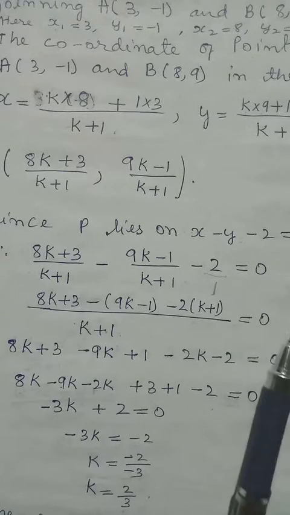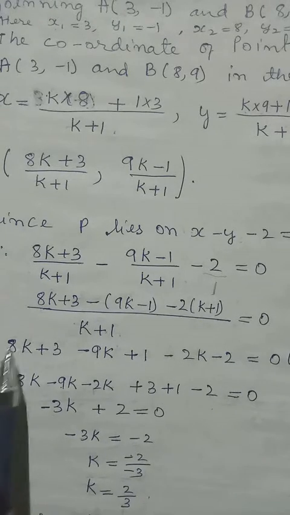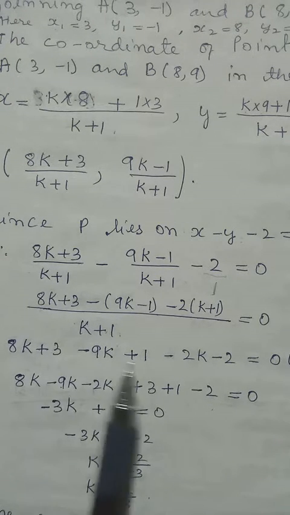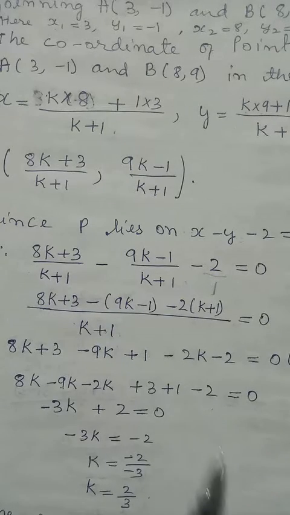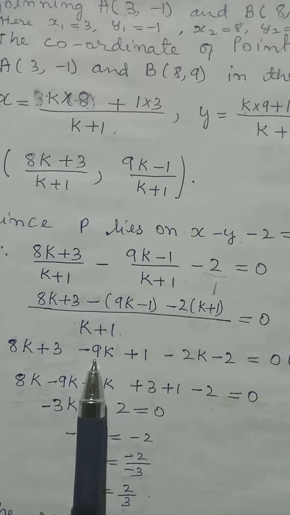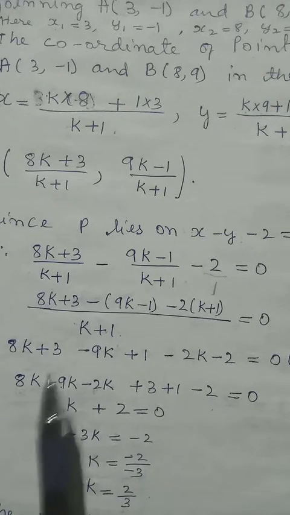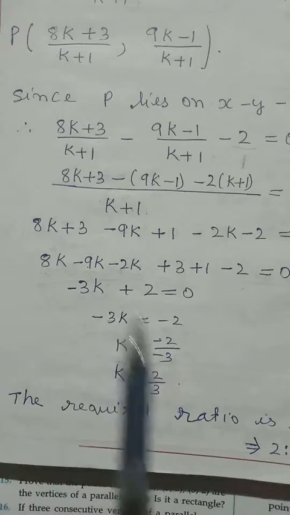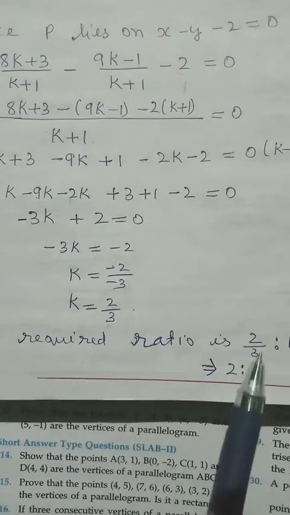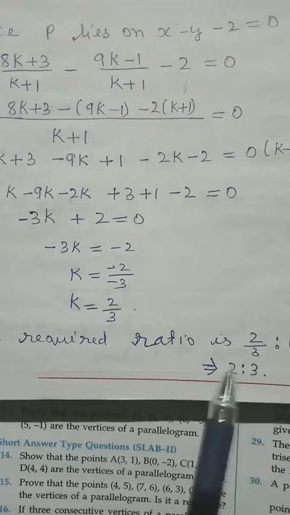So this k plus 1 we cross to that side, it becomes 0. Then k and k we put together, and those which do not have k we take to one side. 3 plus 1 is 4, 4 minus 2 becomes 2. Then 8k minus 9k will be minus 1k. Minus 1k minus 2k, both minus, becomes minus 3k. So this is plus, take that side, it becomes minus. Minus minus cancel, we get k as 2 by 3. So the required ratio is 2/3 to 1, so 3 we can cross that side, and it is 2:3.